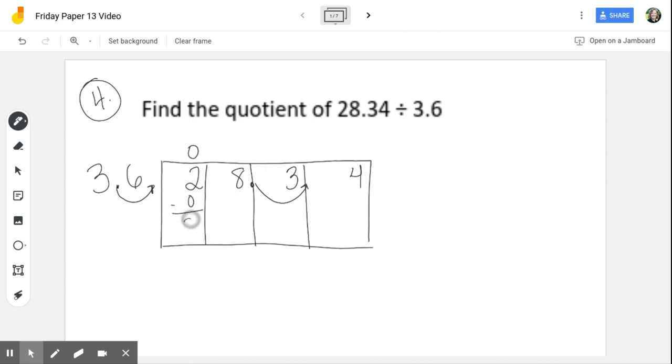Okay, so this part is a little bit redundant. 36 goes into 28 0 times. And the purpose of that was just to bring it all over here. So 36 goes into 283. Well, 36 is really close to 40. And 40 goes into 280 7 times. 7 times 4 is 28. That's how I would think about that.